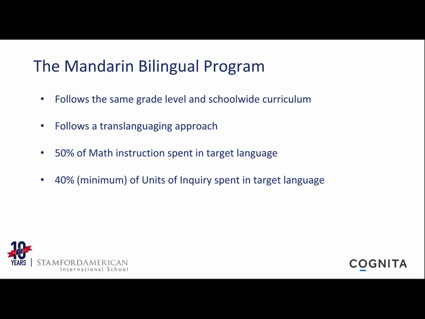If your child is part of the Mandarin bilingual program, they will follow the same grade level curriculum as the other homeroom teachers and homeroom students, but it will be from a translanguaging approach. We follow a translanguaging approach, which means that there is switching between English and Mandarin in the classroom. And you can see the numbers on those last 2 bullet points there. Roughly 50% of math instruction is spent in Mandarin, 50% in English, and a minimum of 40% of the unit of inquiry is discussed and spent in Mandarin.